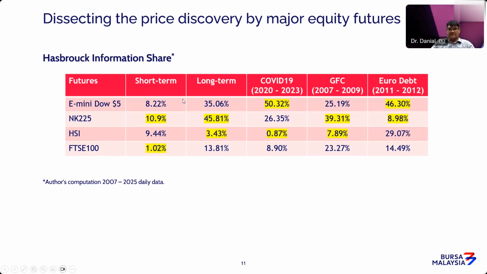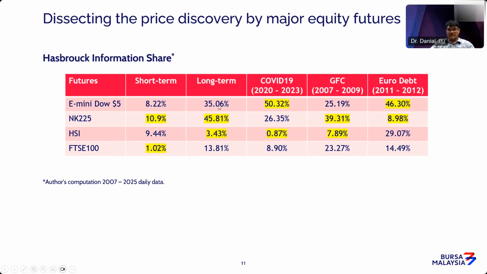Short term, based on the maximum and the minimum numbers, the smallest and the largest, Nikkei actually contributes more influence to KLCI futures. Almost 11% of price discovery in KLCI futures. The least one is UK FTSE, the European. The European will only contribute 1% of what happens in KLCI futures in the short term.